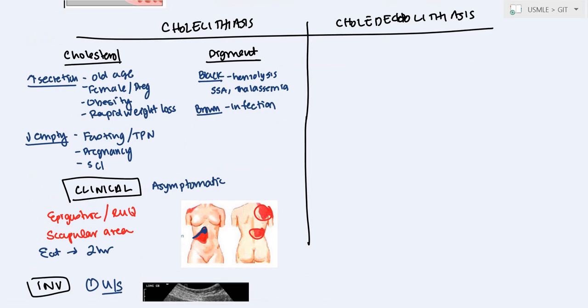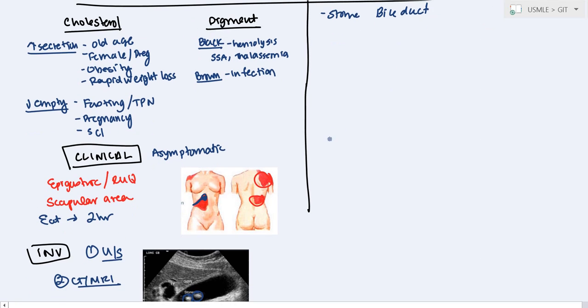cholelithiasis. Now let's take a look at the choledocholithiasis. This is a stone in the bile duct. Now the most common origin of the stone is going to be from cholelithiasis. So there are some primary stones which can be formed, but primarily you're going to be getting it from the cholelithiasis. What kind of symptoms will they have?